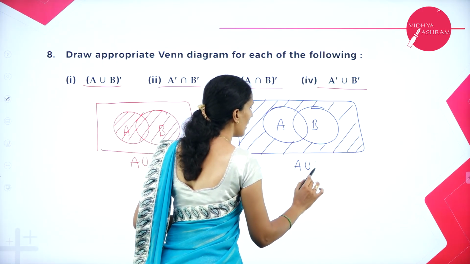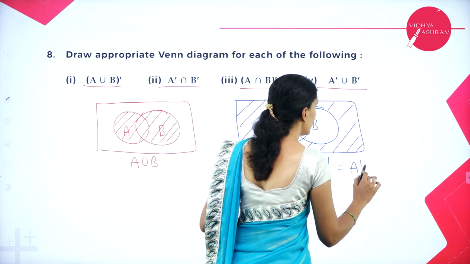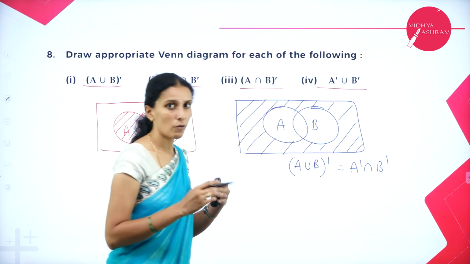This is your A union B whole dash. And this is the same for A dash intersection B dash because they are one and the same.